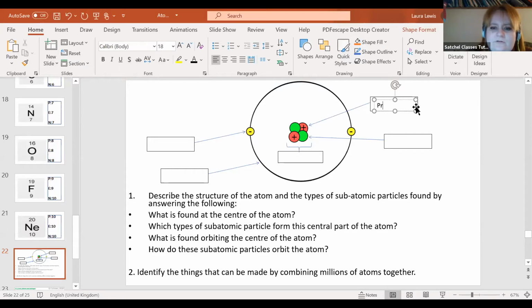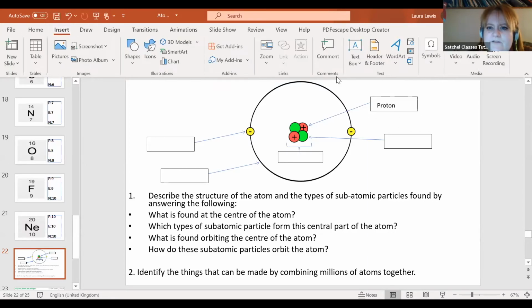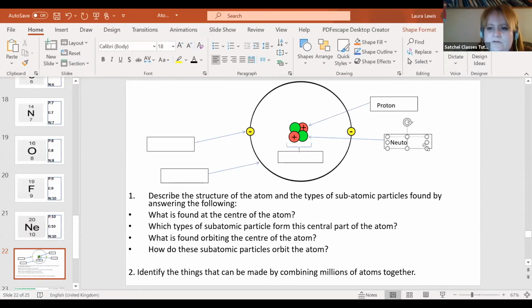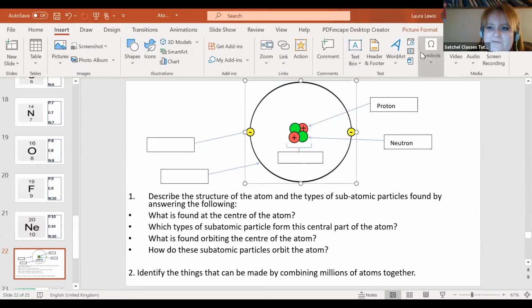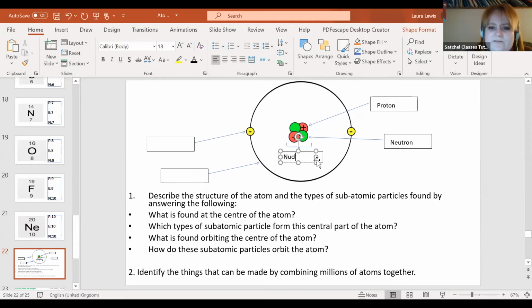This is a proton, positive. Neutron. Okay, this whole thing is a nucleus.